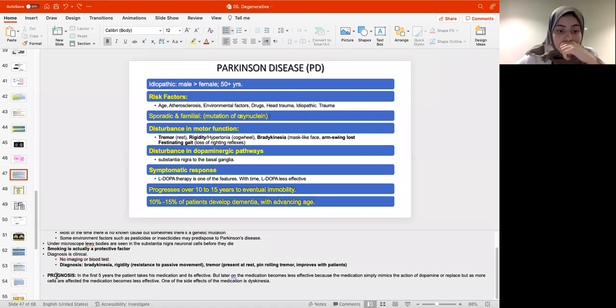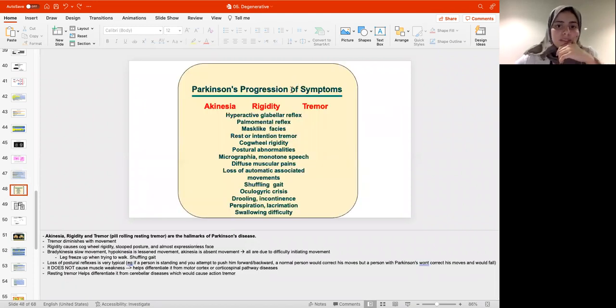So here the prognosis: usually in the first 5 years, the patient takes his medication and it's effective, but later on, the medication becomes less effective. Why? Because as we said, this disease is progressive, like most neurologic disorders. So eventually even the medication starts to not help, okay? So that's one thing you need to keep in mind. And then this is the progression of symptoms.